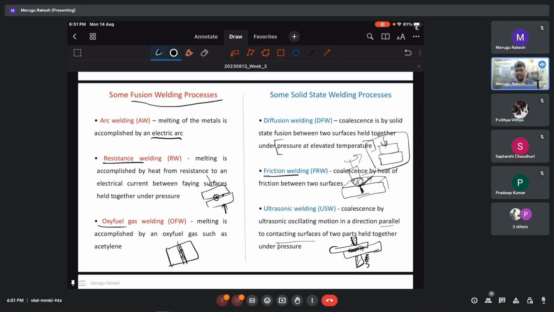Even in friction welding, this is one case. In another case, we can have two shafts. If you want to join two shafts, we initially hold them together. We rotate one shaft, keeping the other one constant. Heat is generated, and at an instant we apply some pressure to bond, and then you stop the machine at that instant. So this is used for joining two shafts as well. These are the different types of fusion welding as well as some solid state welding processes.